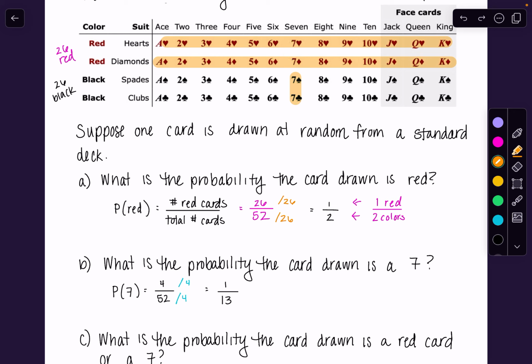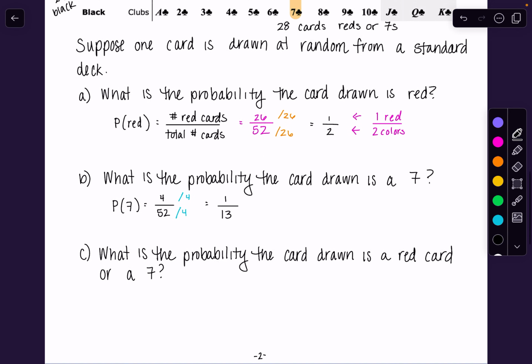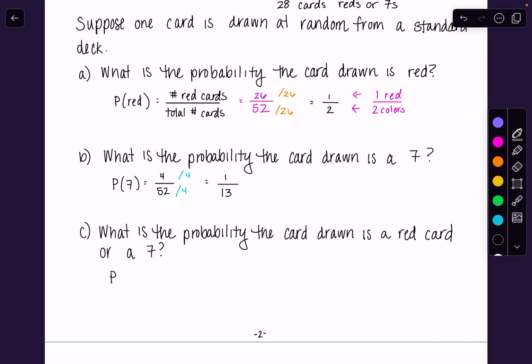So really here, there are 28 cards that are reds or 7s. Okay? As long as one of those criteria works, I'm good. So you have to be really careful with the language. So there are 28 out of 52 cards that make this event successful. So our probability of drawing a red or a 7 is 28 out of 52.